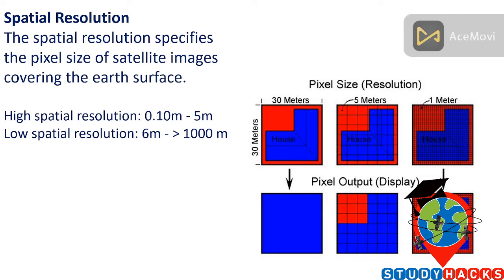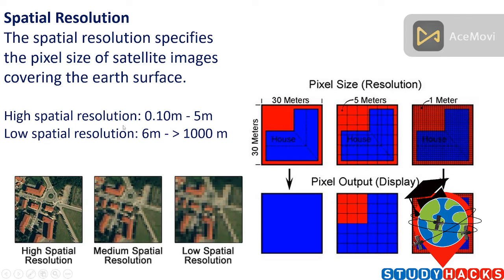So for Landsat, we also get 30 meters. I'll show you practically about that. For now, you can just remember that resolution mainly depends on the pixel size. When the pixel size is high, then I get low resolution. When the pixel size is low, then I get high resolution.